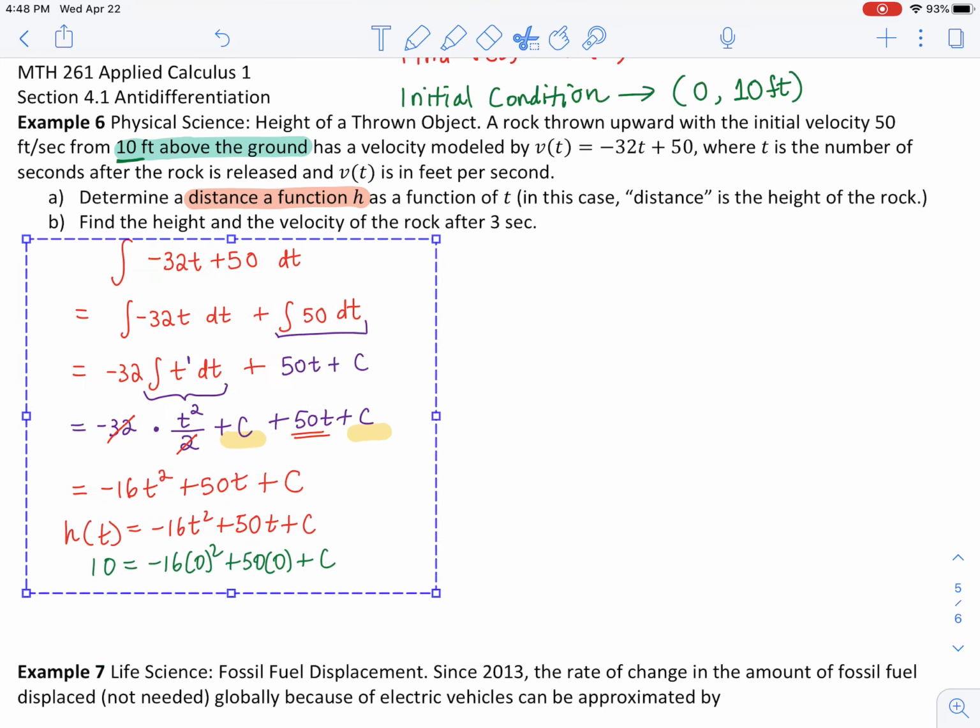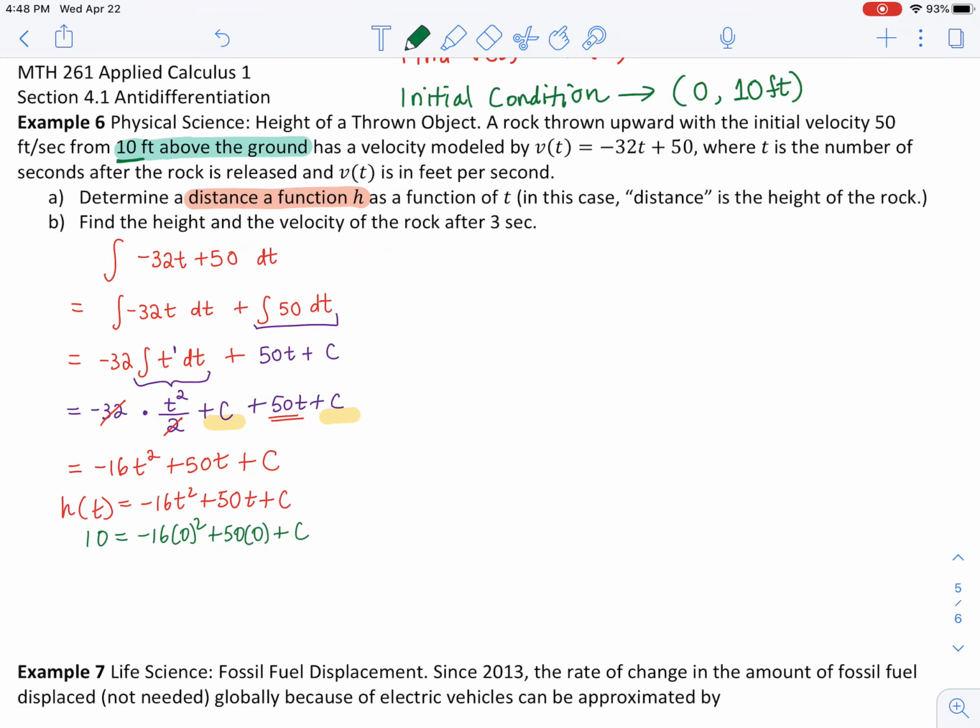Okay, I'm going to plug in t equals 0, and this function will equal 10 at that value. So negative 16 times 0 squared plus 50 times 0 plus c. If I go ahead and solve this for c, I'll get 10 equals 0 plus 0 plus c. What's that constant? c comes out to be 10.